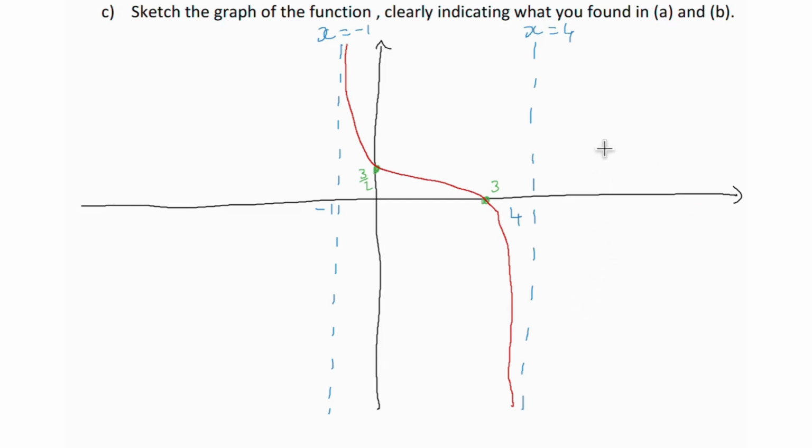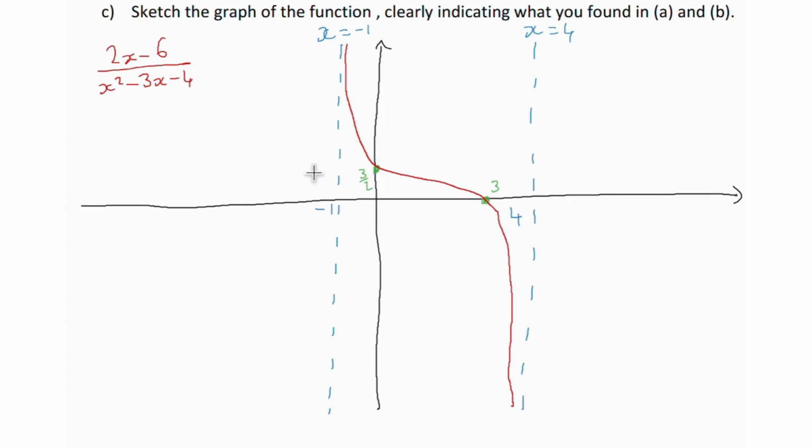Now the way we're going to do this is using what's called a sign diagram. So a sign diagram is thinking about what's happening in each stage. So our original function was 2x minus 6 over x squared minus 3x minus 4. Now let's think about what happens at different points on this graph. So let's think first of all in this section here, when we're less than -1.